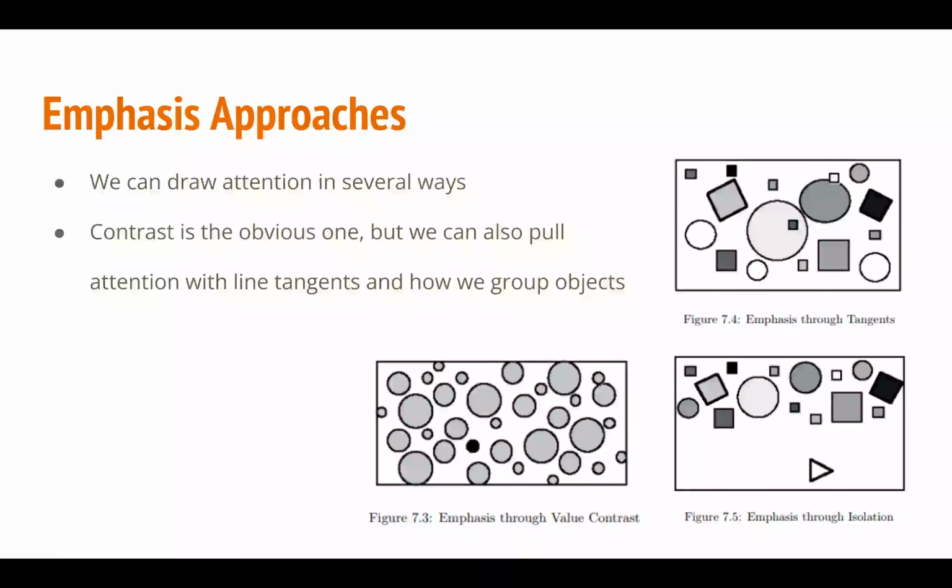So here are some emphasis approaches using that idea of contrast. We can draw attention in several ways. Value contrast is the obvious one, but we can also pull attention with lines and tangents and how we group them. I call this value contrast, but I would call a lot of these things, well, there's tangents. We talked about tangents, but this is a contrast of proximity. In this case, we're isolating this asset over here, which creates a distinct contrast compared to up here, where everything's more or less the same, but then we have this really distinct value contrast. Anything that's different is going to draw our attention.